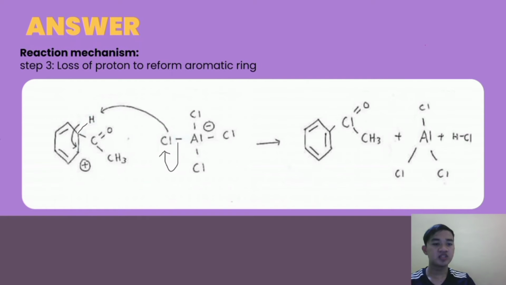Next, step 3, loss of a proton to reform the aromatic ring. The hydrogen will be removed and the electrons in the bond will move inside to make a double bond. So the electrophilic substitution will happen, in which the hydrogen moves out and the electrophile moves in. So we are going to have a product like this.